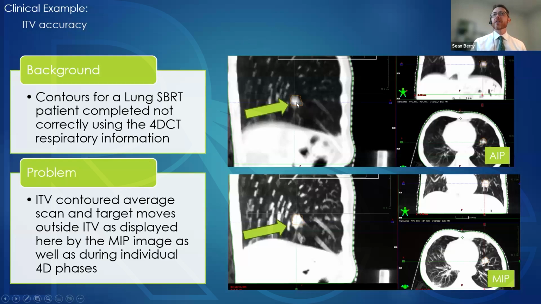And that's because on an average scan, of course, the tumor is spending probably the least amount of time down below because it's at the extreme of the breathing cycle. So it makes sense that it would be missed there. So, just carefully reviewing these things would be important.